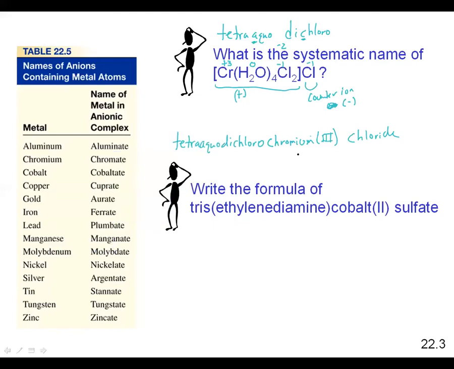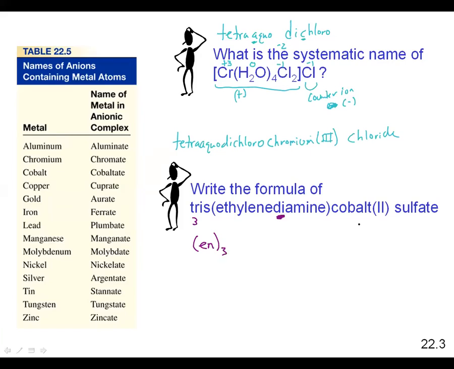Now, for the second one here, we are looking for the formula. So basically, we just want to put it together correctly. So let's just dissect the name here. Tris(ethylenediamine). Again, we're using tris because the name of the ligand itself has di in it. And basically, tris means 3. And for our formula, you could just use en if you like, or you can write out the formula, but most people just use en. And we have 3 of them, so that takes care of that part.